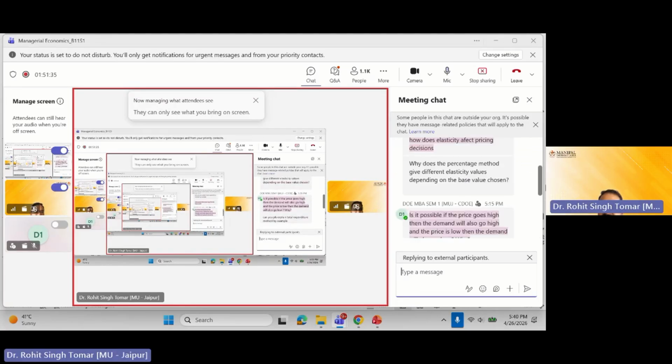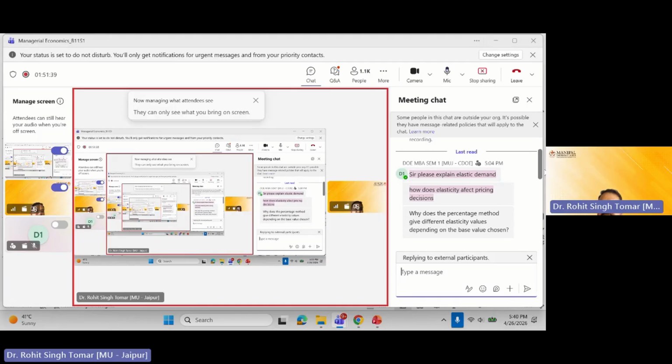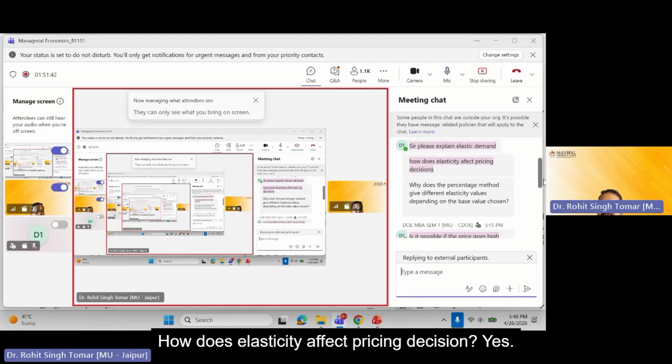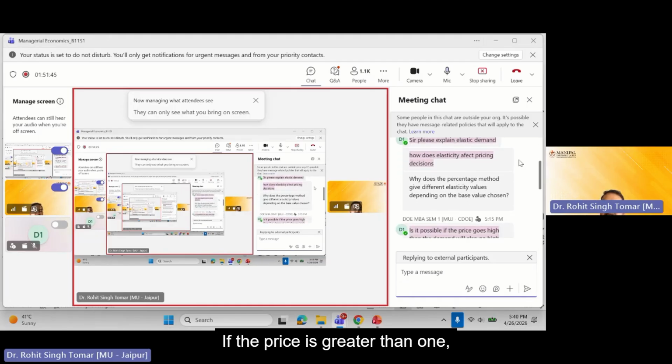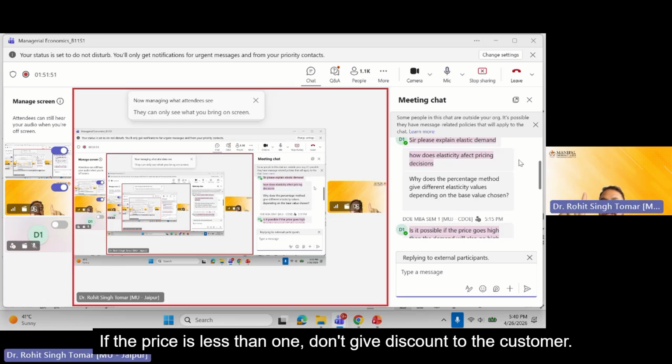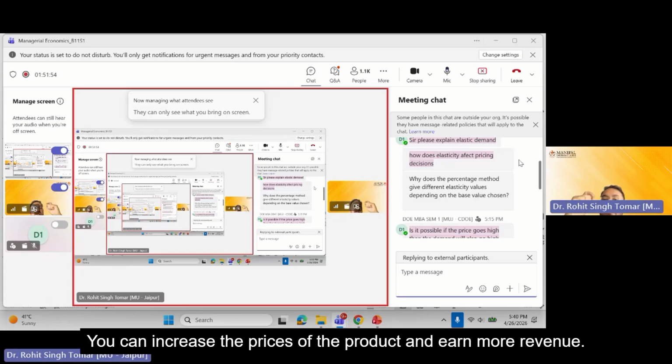I can handle it. The question number 1 is, sir, please explain elasticity. How does elasticity affect pricing decisions? Yes. If the elasticity is greater than 1, that means you can give a discount to the customer. If it is less than 1, don't give a discount to the customer. You can increase the prices of the product and earn more revenue.